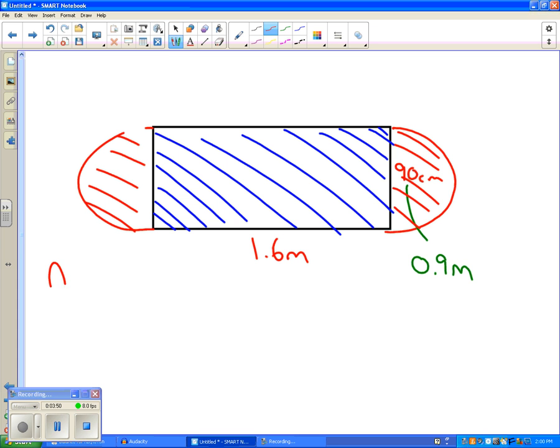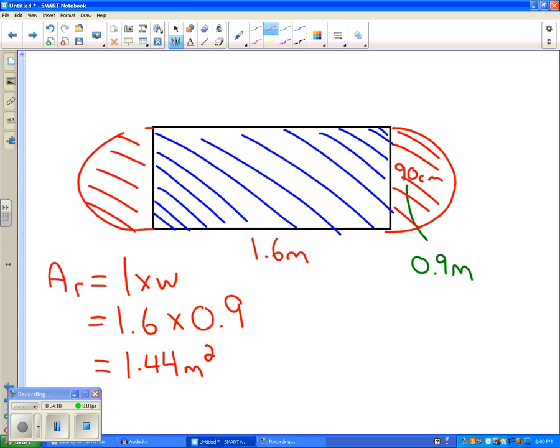Let's do the area of the rectangle first, because that one's easiest. Area of a rectangle we know is length times width. In this case, it's 1.6 times 0.9. And if you get your calculator out and calculate this, we would see that it is 1.44 meters squared. So that's the area of the blue part.